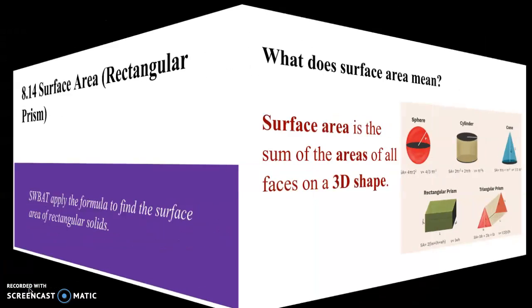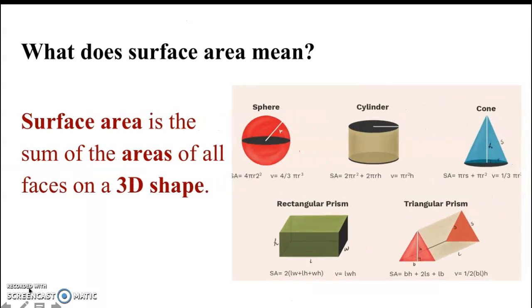The first thing I want you to do is copy in your notebook what exactly surface area is. Surface area is the sum of the areas of all the faces on a three-dimensional shape. It is similar to if I say take a square and tell me what the perimeter is. You would add all the sides. The surface area is the same exact thing. I'm finding the area of all the faces, and then I'm going to add them together.